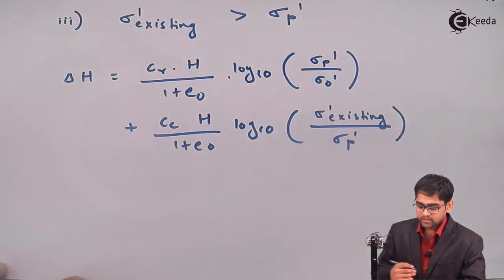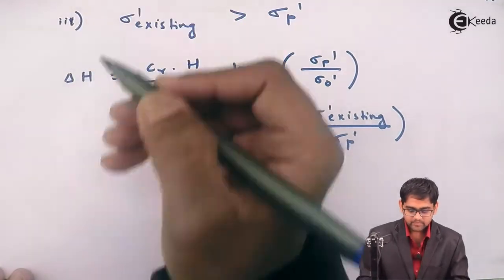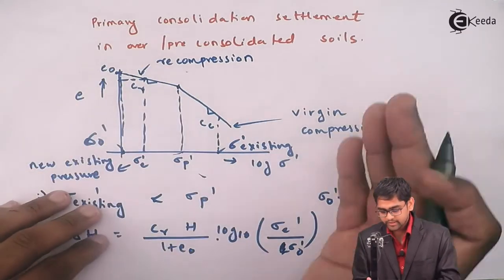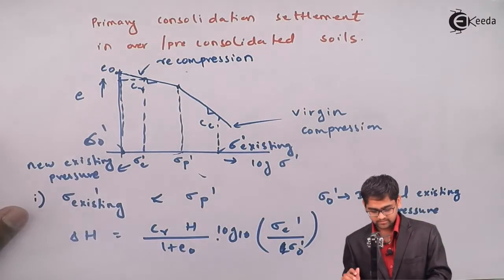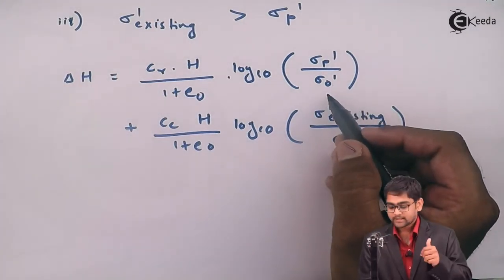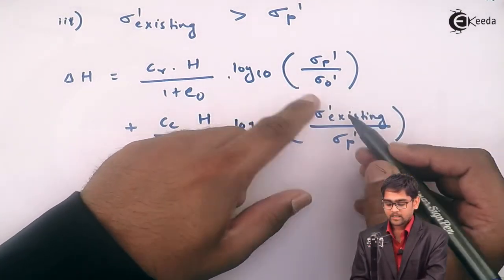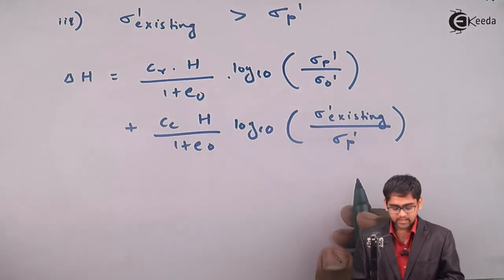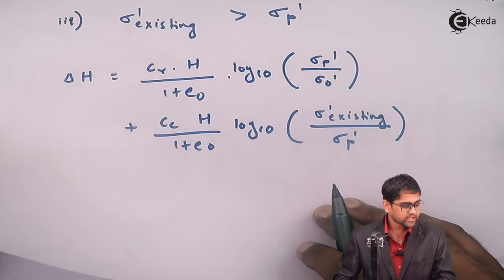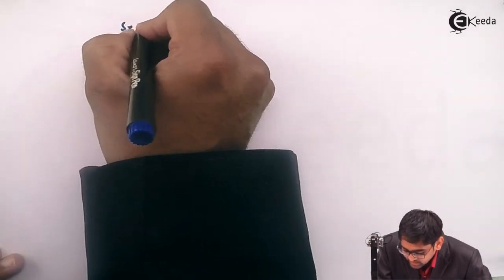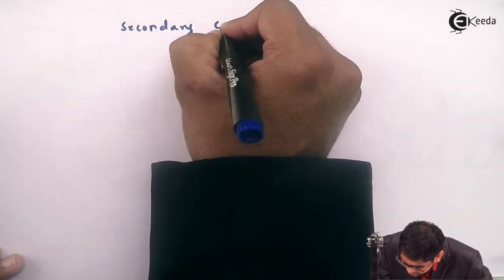So that's how you'll calculate the settlement if you have got the existing pressure in the recompression part, or whether you have got existing pressure in the virgin compression part of the curve. So it is very easy. First of all you need to find out the initial existing pressure, and you need to correlate with the current pre-consolidation and existing pressure, and based on that you can calculate the settlement. So this finishes the evaluation of the primary consolidation settlement. We'll briefly discuss the secondary consolidation settlement and how to calculate it.